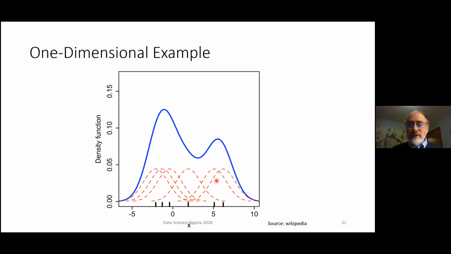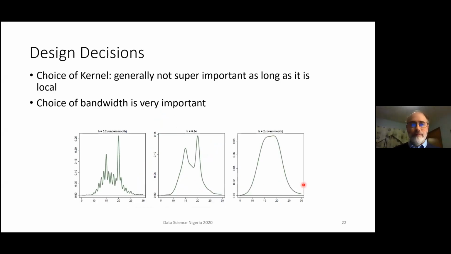Even though we're using a little Gaussian kernel here, the exact shape of the kernel doesn't matter very much. It really affects just the tails out here at the end. And so it's quite robust to the choice of the kernel.